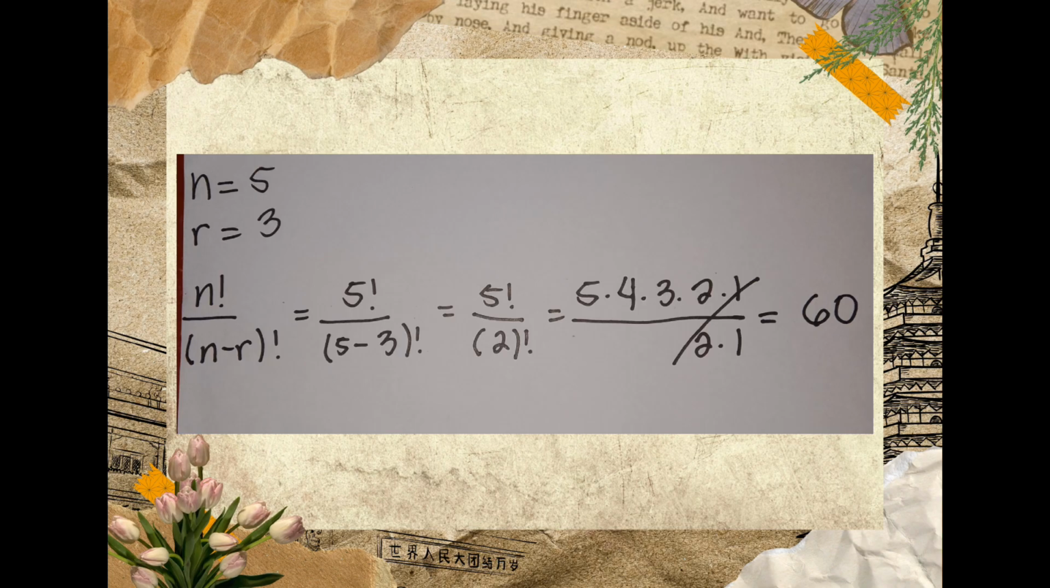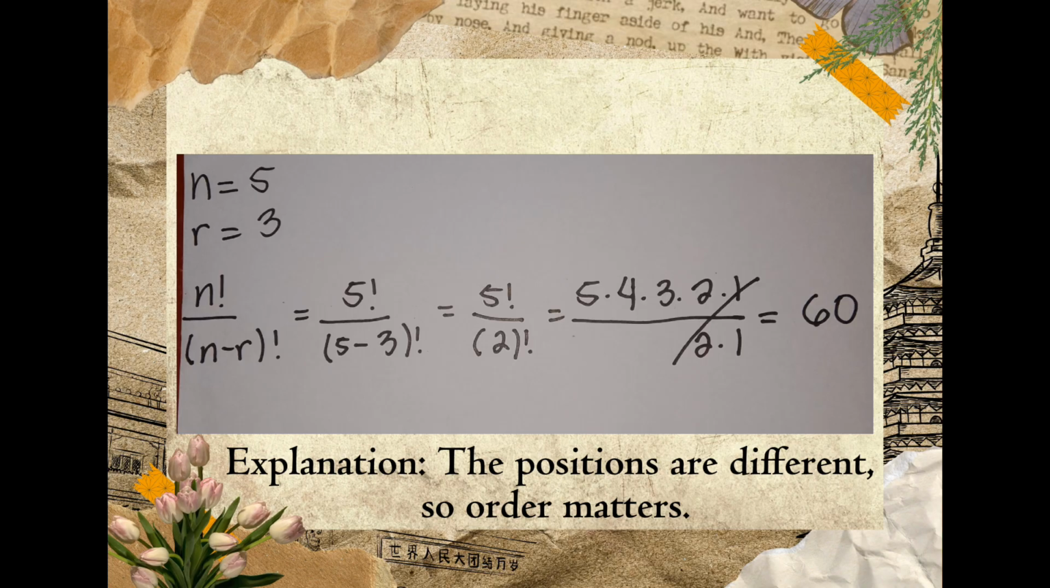The formula of permutation is n factorial over n minus r factorial, which is equal to 5 factorial over 5 minus 3 factorial, which is equal to 5 factorial over 2 factorial. 5 factorial is 5 times 4 times 3 times 2 times 1 over 2 times 1. Eliminate the 2 times 1 over 2 times 1 because they are the same. 5 times 4 is equal to 20, times 3 is equal to 60. So the answer is 60. So there are 60 ways you can choose a president, vice president, and secretary.